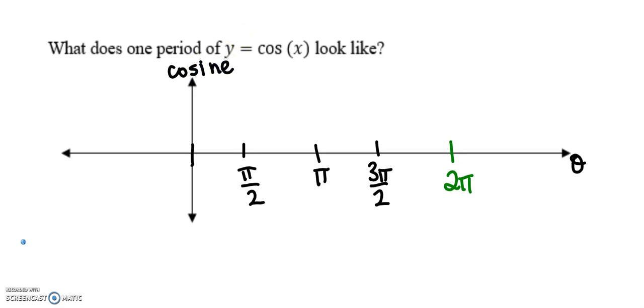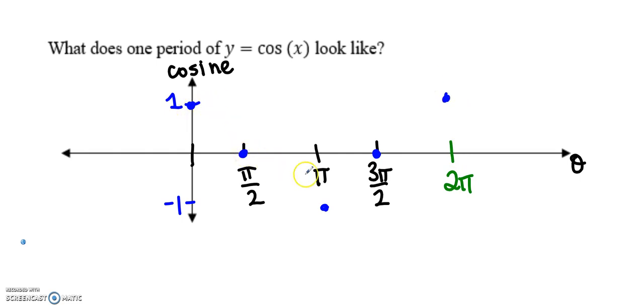Well, what is the cosine of 0? The cosine of 0 is equal to 1. In goes pi over 2. What's the cosine of pi over 2? It's 0. In goes pi. What's the cosine of pi? -1. Cosine of 3 pi over 2 is 0, and the cosine of 2 pi is back to 1.